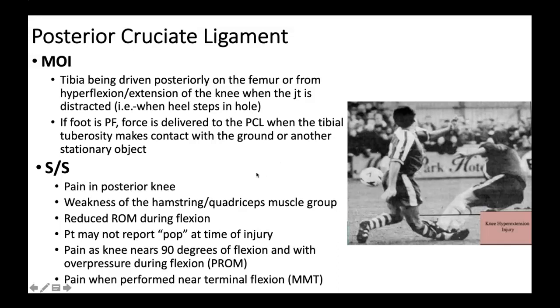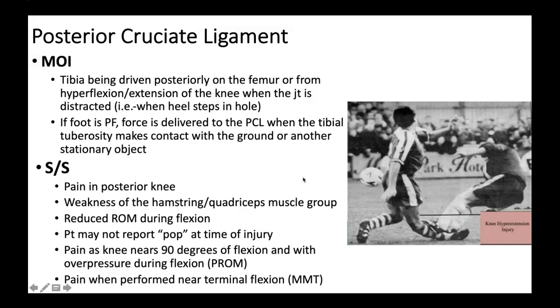In terms of signs and symptoms, the POP question becomes an important question to ask, right? They will have reduced range of motion during knee flexion, which is a little bit opposite that of the ACL. Most often they'll have weakness of the hamstring and quadriceps muscle group, so both versus one with the ACL. They're going to have pain in the popliteal fossa of the knee, so the posterior knee. And they're going to have pain when they get to terminal flexion. So everything is pretty much opposite of the ACL, and to me that makes the most sense, right?